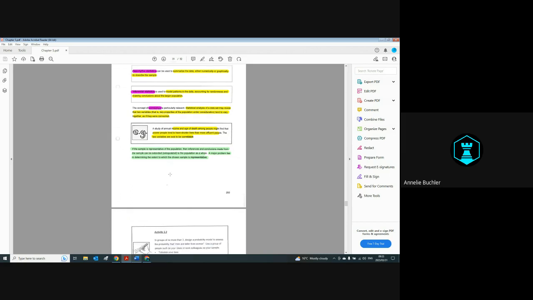Okay. If a sample is representative of the population, then inferences and conclusions made from the sample can be extended or extrapolated to the population as a whole. Okay, a major problem is determining the extent: is the sample representative? Does the sample represent the whole population? So that is also an important aspect.